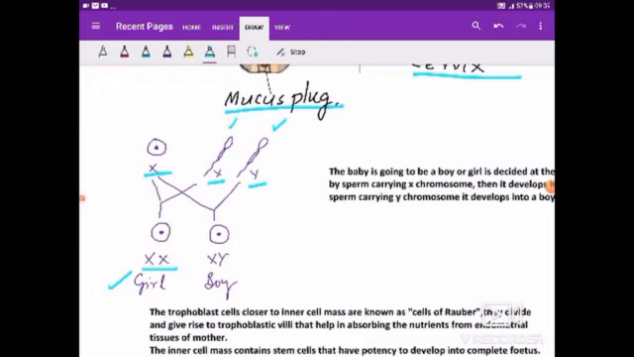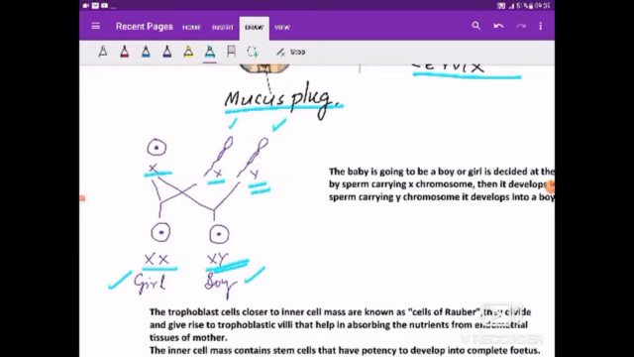And if the Y chromosome containing sperm fertilizes the egg, we see that XY will be the combination of the sex chromosomes, and the embryo will develop into a male child or boy. So remember that one. Therefore it is the father who is responsible for the sex determination of the child, whether the child is going to become a girl or a boy. Mother is not responsible, because from the mother all the time only one X chromosome is contributing.